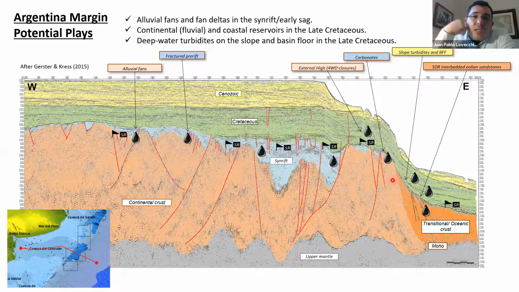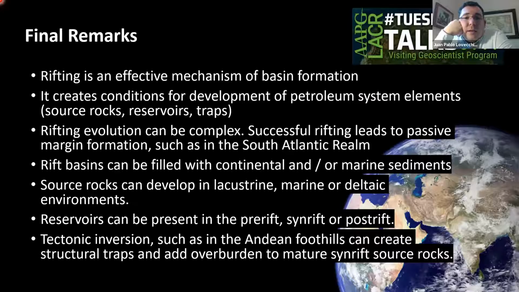Okay, let me just close with this because it's already the time. Some final remarks on this talk. Rifting is an effective mechanism for basin formation, creates conditions for development of numerous petroleum system elements, particularly source rocks. Petroleum systems cannot exist without source rocks, but also reservoirs and traps. Rifting can be complex. Successful rifting leads to passive margin formation, such is the case of the South Atlantic realm that we saw its evolution before.